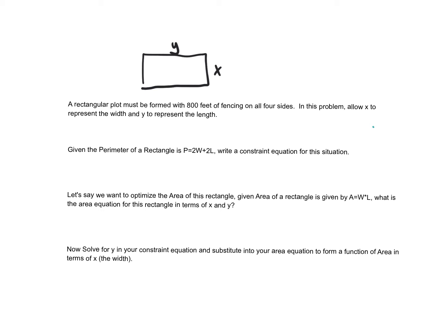So if we know the perimeter of a rectangle, so all the distance around a rectangle is 2w plus 2l. So in this case, we have four sides. They are x and y. Instead of w and l, we use in general x and y. So the perimeter is going to be 2x plus 2y. 2 of the x's plus 2 of the y's. That is our perimeter. And in this case, the perimeter is fixed. The perimeter must be 800.